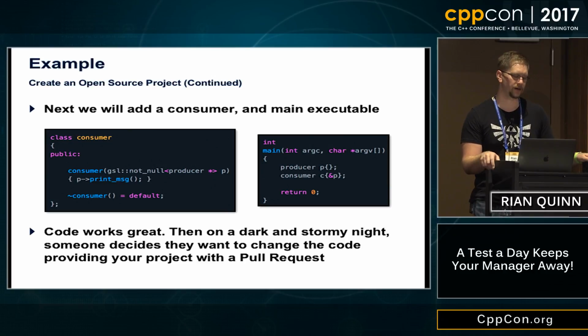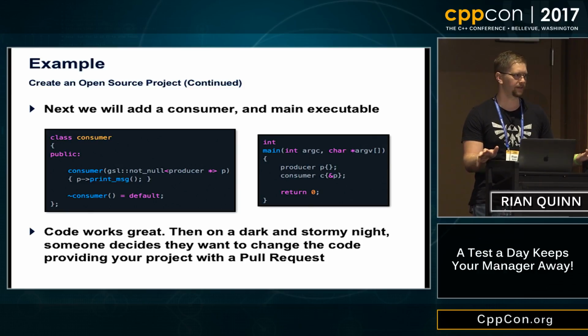And then finally, we'll create a main application that creates the producer, passes it to the consumer, and the consumer then does its job on construction, and the program exits. So this is a fantastic program. We were even, as a group, featured on Time Magazine. It's just awesome. Until one day, somebody decides that they want to change the code because they think that we could have done a little better.